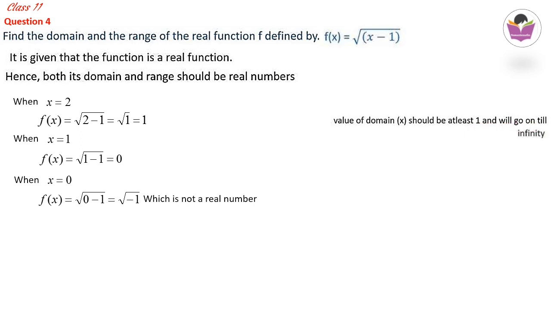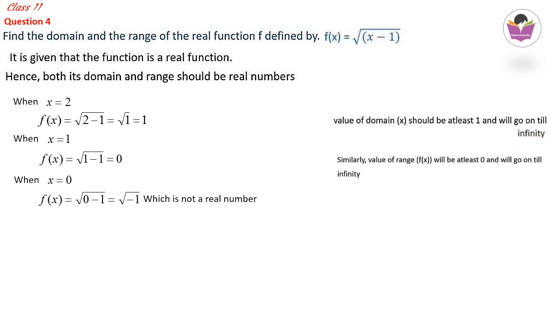You can check here. When I give 1, it comes to 0. Below 0 means it is not a real number, because a negative square root is coming. So from 1 onwards, any value we can give: 1, 2, 3, 4, etc., up to any value, and your output will be root of the given value minus 1. But if you give x is 0, you will get a negative square root, which is not a real number. So the domain should be 1 and will go on till infinity, from 1 to infinity.